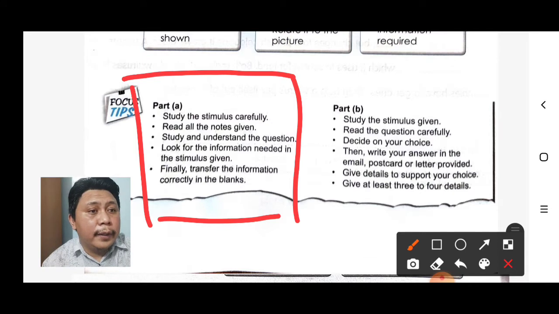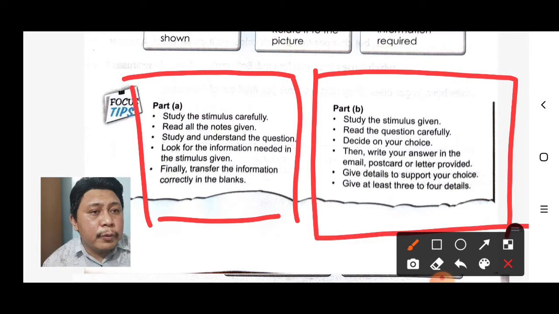For part B, you write your sentences, transfer all of the information and write a short message, for example an email. The first tip is to study the stimulus given, and then read the question carefully. If not, you will not get the correct answer, because sometimes the question needs you to list 3 items, but you only write 1 item, so you cannot get full marks.